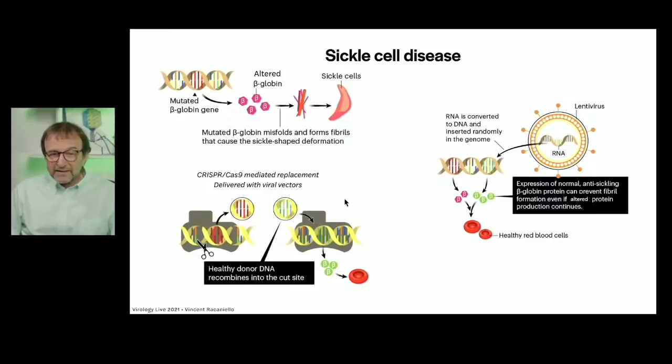I'm not sure which one would be preferable. It seems to me that it's simpler to deliver the normal gene, and maybe you'd still have a fraction of abnormal cells. I don't know. But anyway, that's an example that's ongoing now.